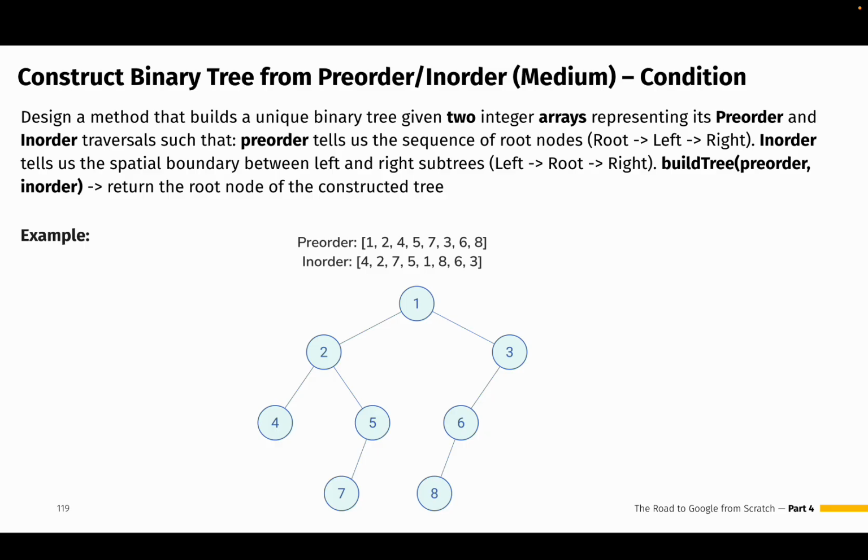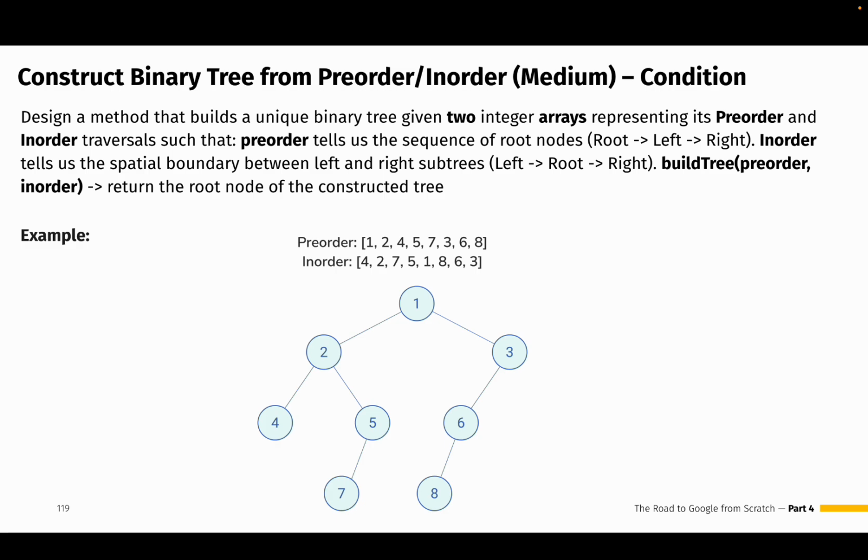So we will need to create a method buildtree, which will have two arguments, preorder list and in-order list. And we will need to return the root node of the constructed tree. So now let me try to explain it in my own words.